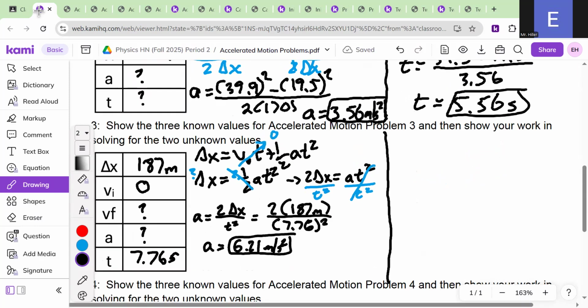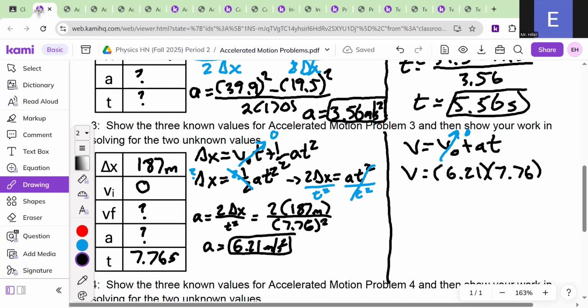Now, to find my final speed, I can just use equation number 8. Simply put, remember the initial velocity was 0, so I get to cancel that. And my final speed, which is called the top speed in this problem, is going to be my acceleration times my time. And I'm getting a top speed of about 48.2 meters per second. I'm going to go enter in my data.